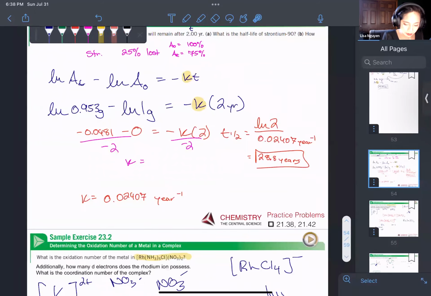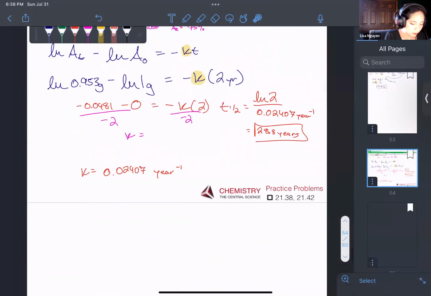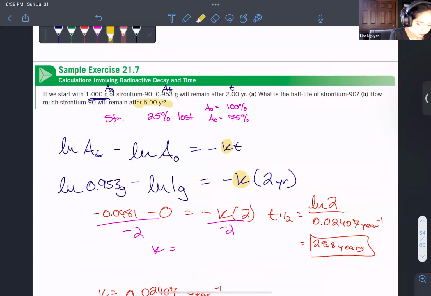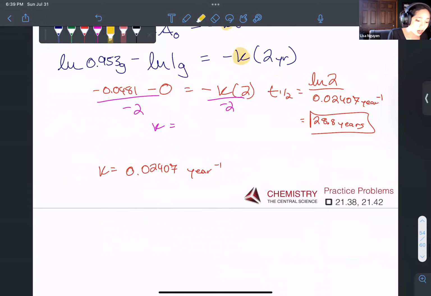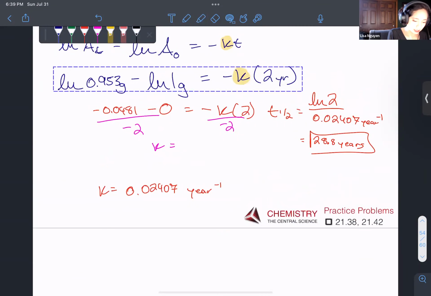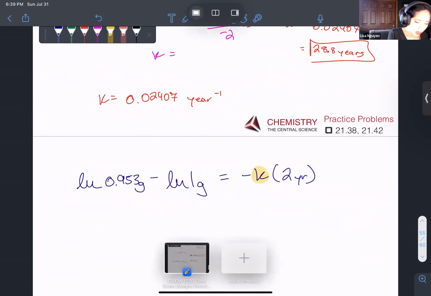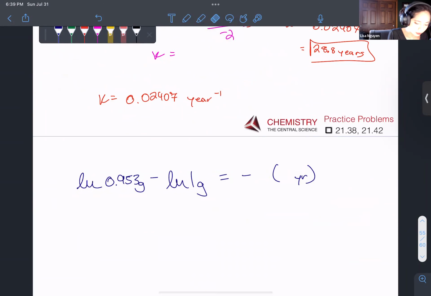Okay, so B, I need more space because I write too big. B is how much strontium will remain after 5 years. We just got K, so all we have to do is plug into the integrated rate law equation and plug in a brand new time here. I'm going to be lazy and just copy this equation. We have K now, and we're changing the time. What we're calculating here is how much is left. So our initial concentration stays the same.